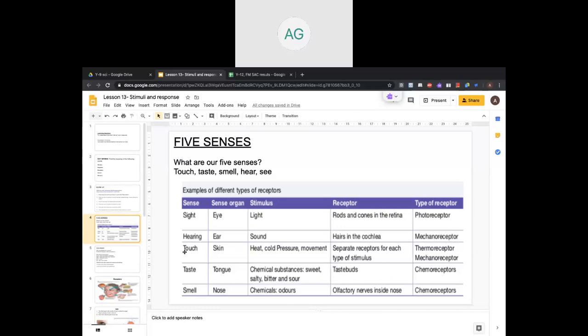So how do you hear? With the help of the ear. What do you hear? Sound. What helps you to hear sound? The hairs in the cochlea. And the type of receptor, it's a mechanoreceptor. So just remember like that.